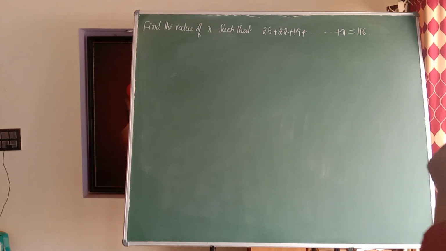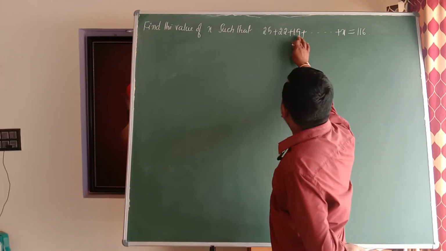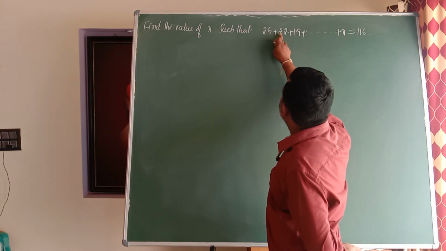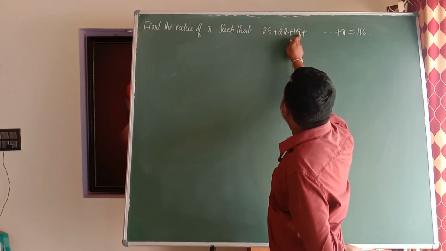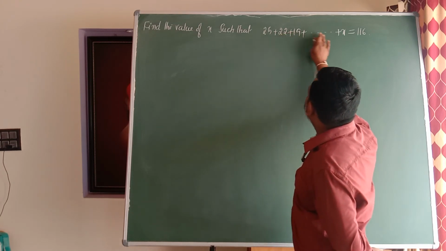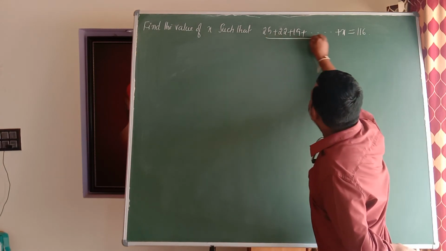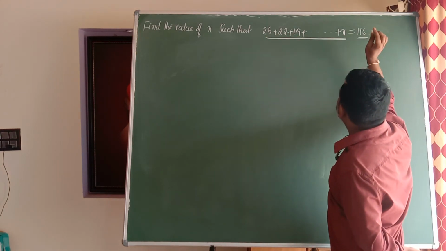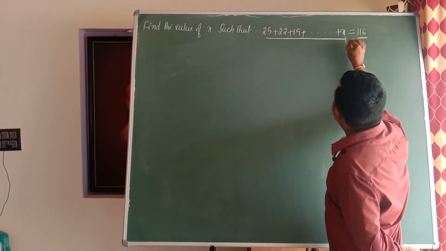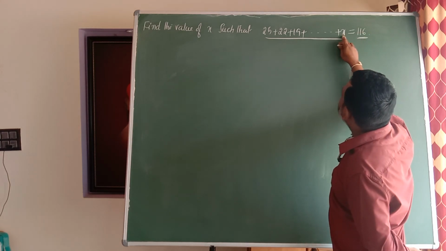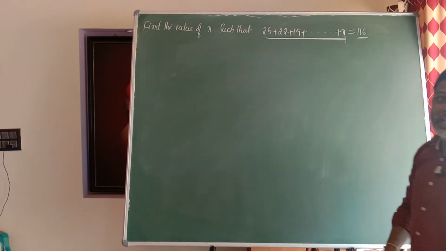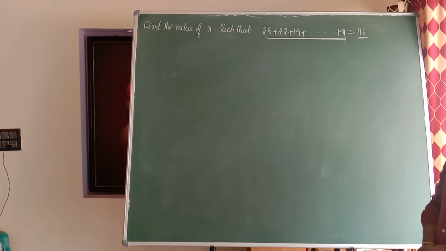Here, 25, 22, 19. The difference between 22 and 25 is minus 3. Here also minus 3. Therefore, it obviously forms an arithmetic progression. The sum of all these terms is equal to 116. Now we need to find this x. x is the last term of this sequence.